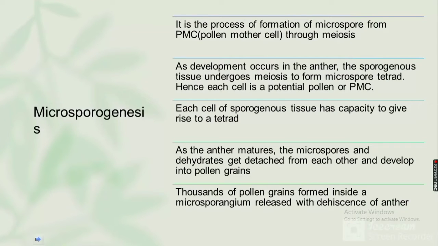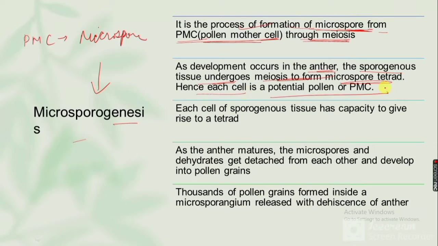Microsporogenesis. It is the process of formation of microspores from the PMC, that is the pollen mother cell, through meiosis. The process of formation of microspores from PMC is known as microsporogenesis. As development occurs in the anther, the sporogenous tissue undergoes meiosis to form microspore tetrads, and hence each cell is a potential pollen mother cell.